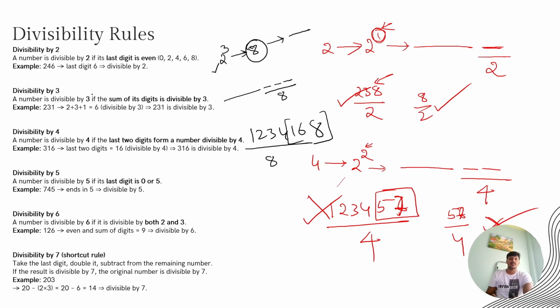So we're done with 2. For 2, the last one digit. For 4, the last two digits. For 8, the last 3 digits. Okay.